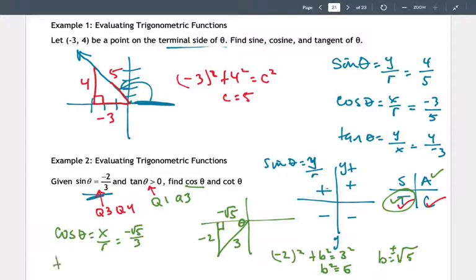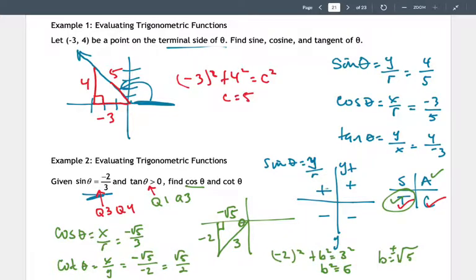And then they want cotangent of theta. Cotangent of theta is x over y. So it's going to be a negative square root of 5 over a negative 2, which simplifies to be square root of 5 over 2.